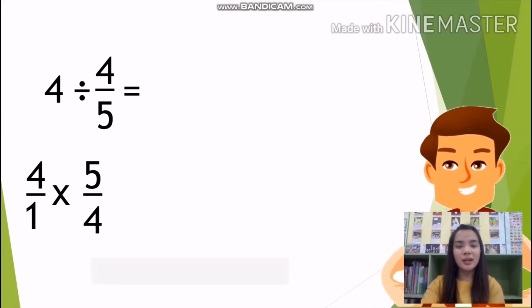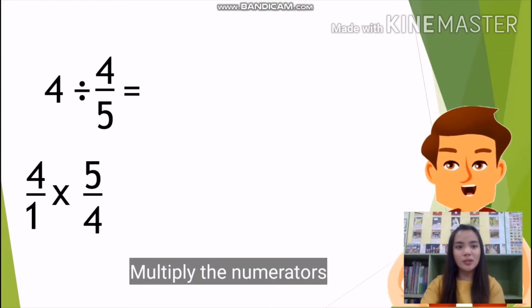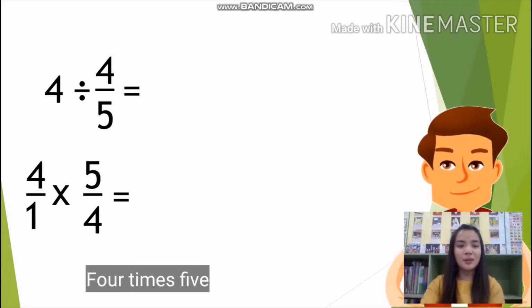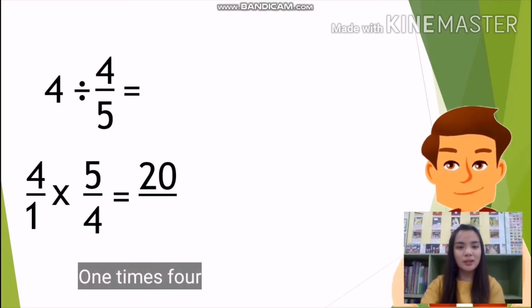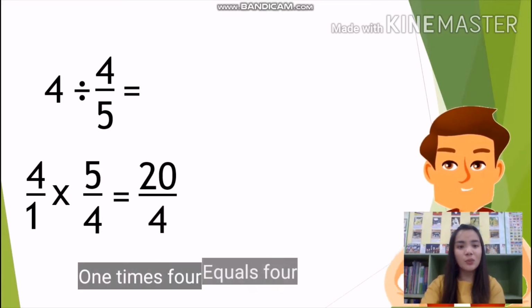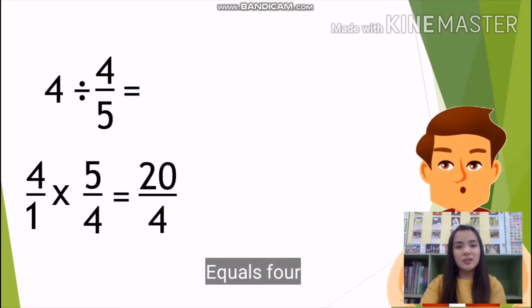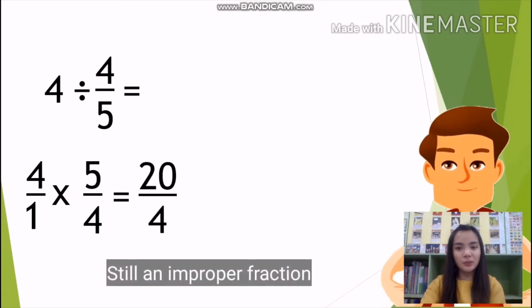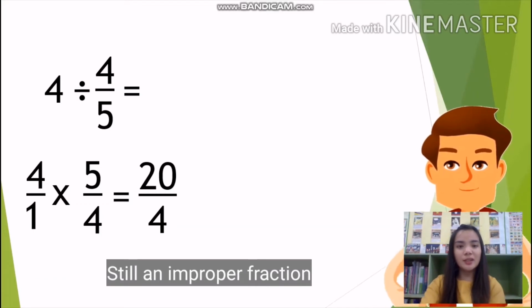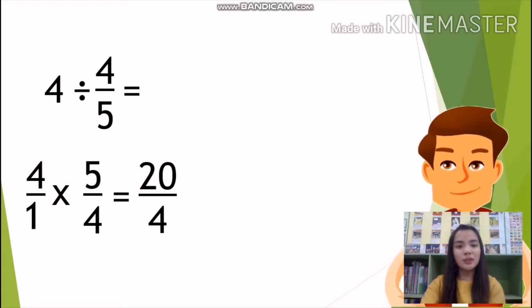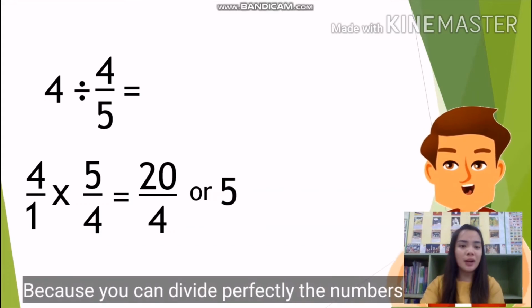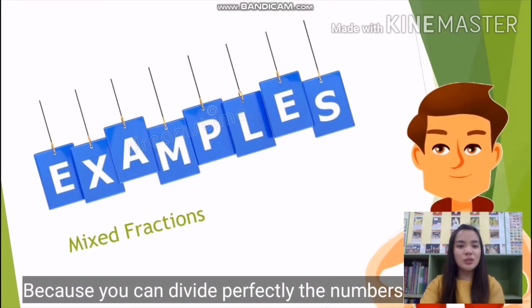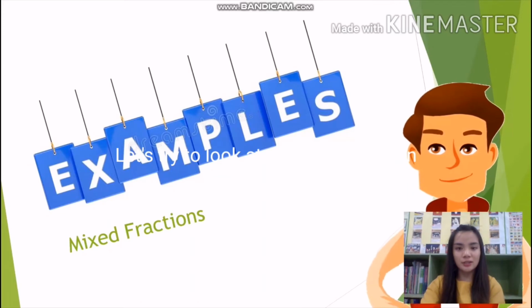Now we can multiply our numerators. So 4 times 5, that is equal to 20. Then 1 times 4, that is equal to 4. So since this is an improper fraction, we divide. So our answer would be 20 all over 4, or we can just make it a whole number. So it is 5.